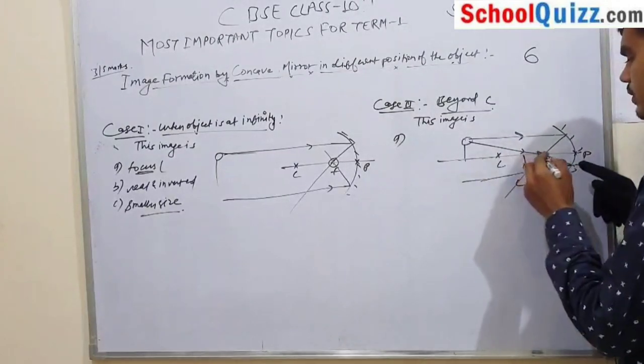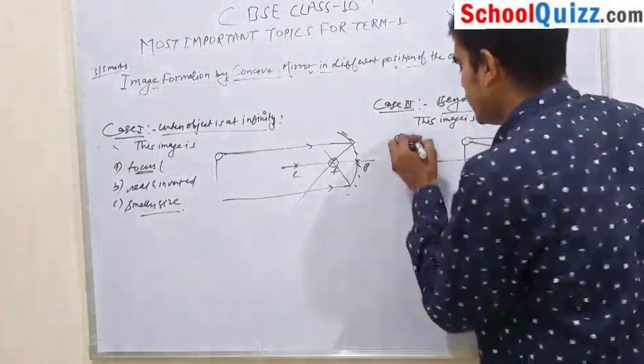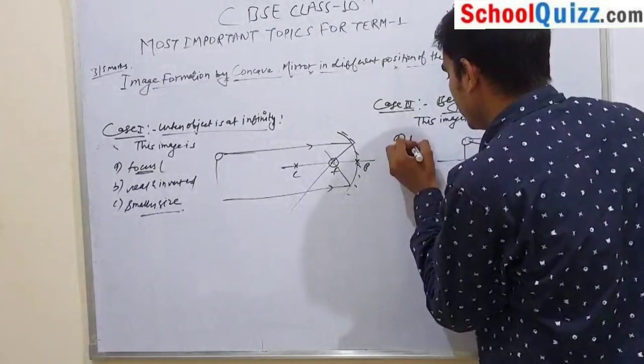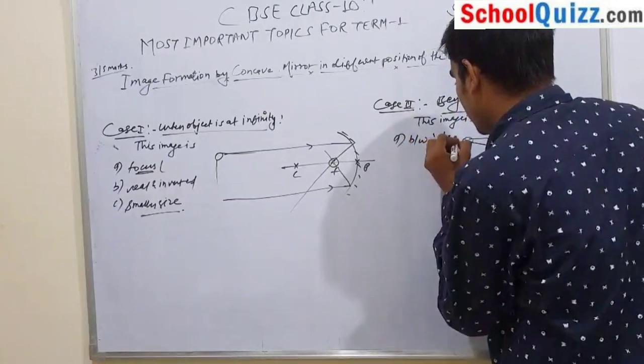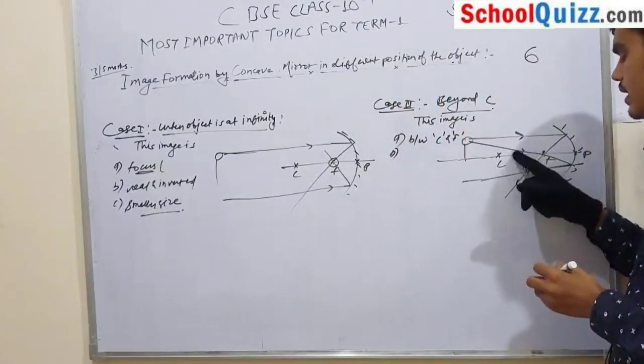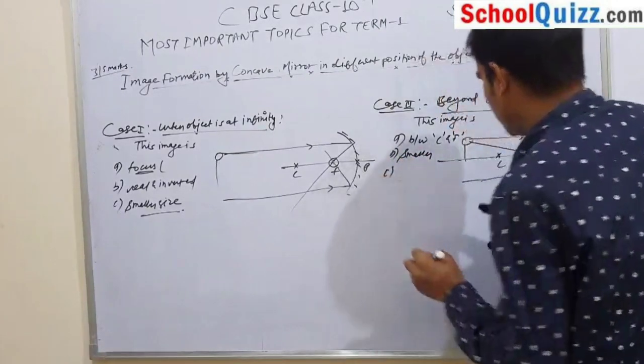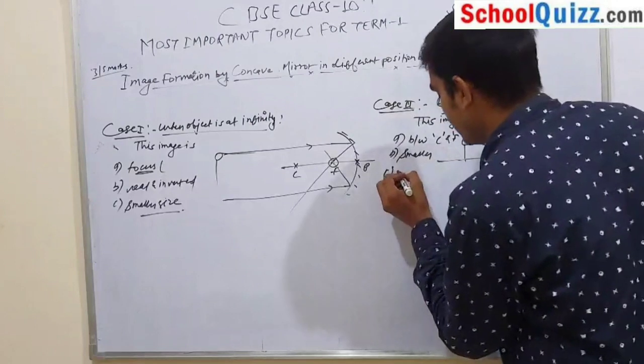So the image is produced between C and F, meaning between the center of curvature and focus. This image is between the center of curvature and focus. What is the nature? The nature is that it is smaller in size, and again it is inverted and real.